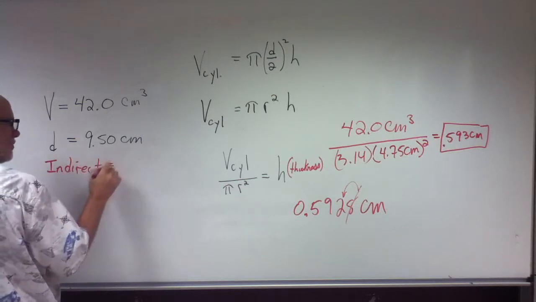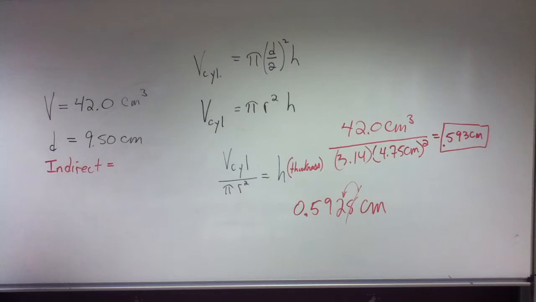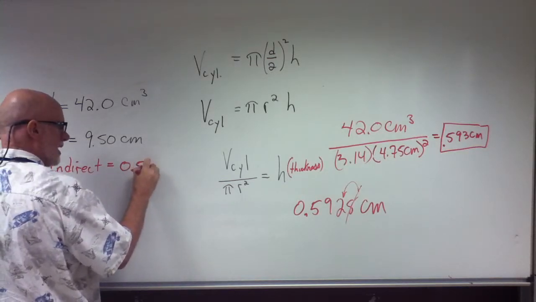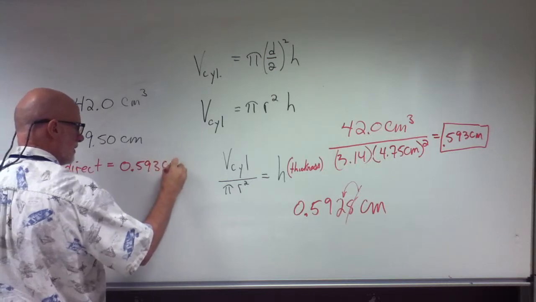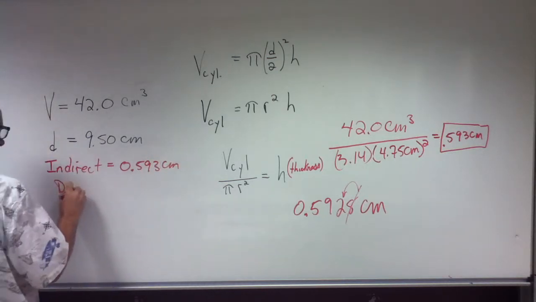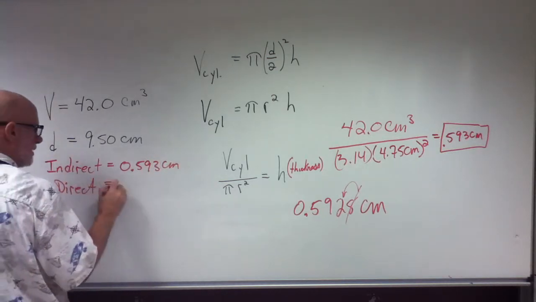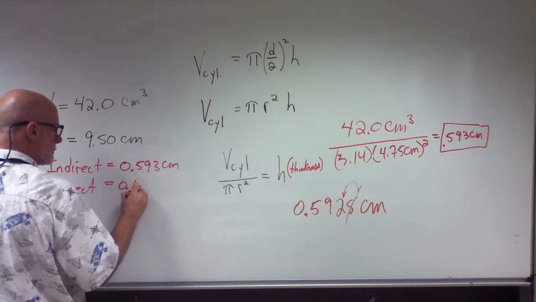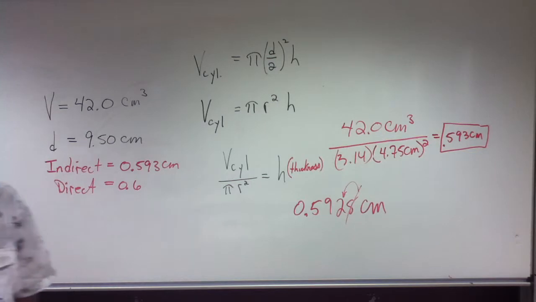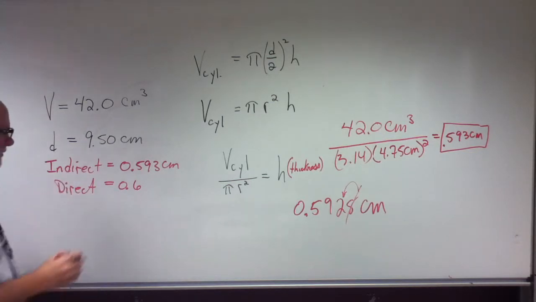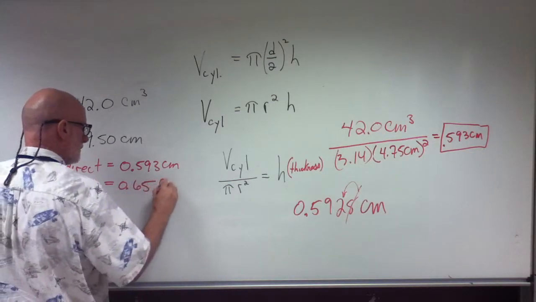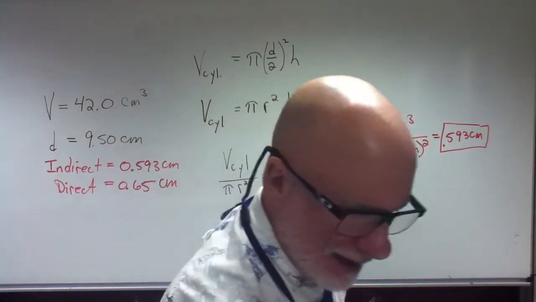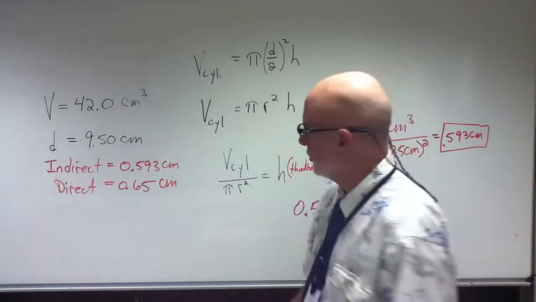is going to equal what? Is going to equal 0.593 centimeters, and the direct measurement is going to equal what was it? 6. What did we say? 0.65. All right, easy. Okay, now let's erase some of this and we'll do the error.